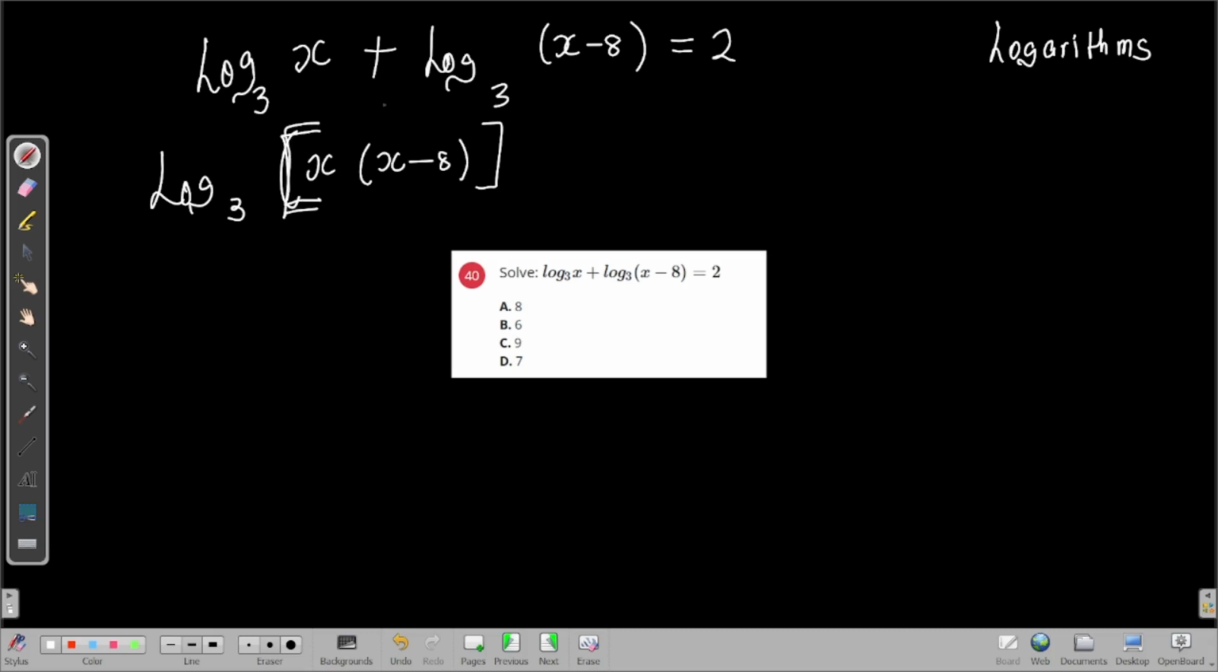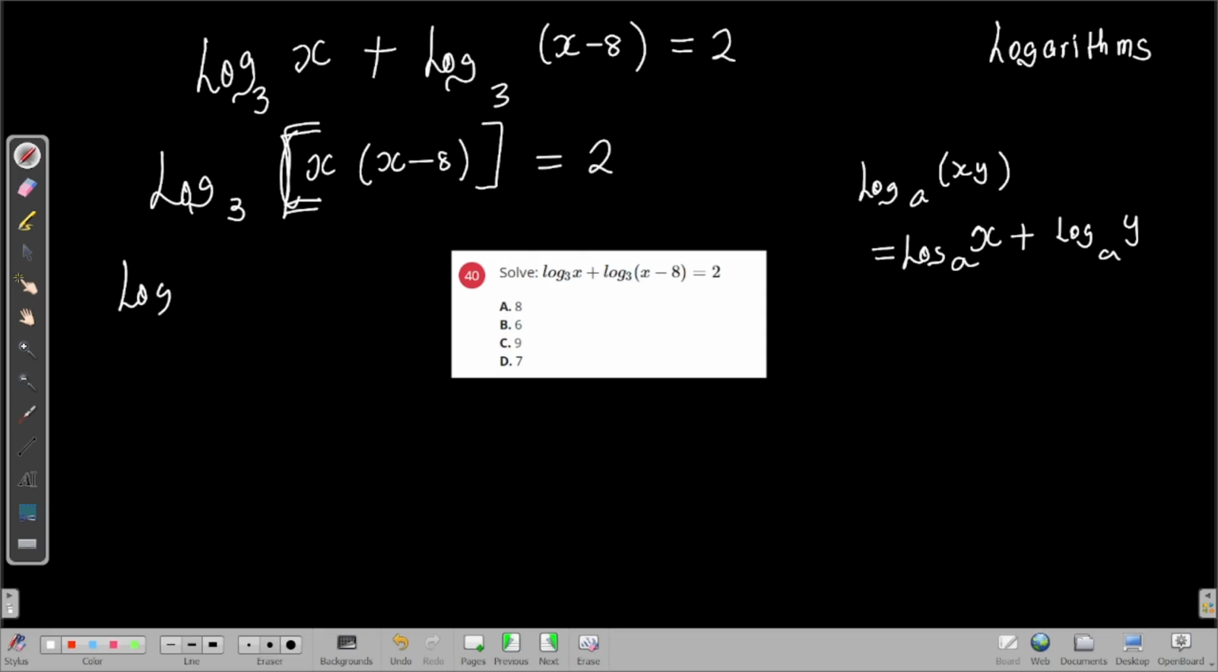Okay, remember what I told you about additions. When you have log xy, you can change it to log x plus log y. So again, if you have log x plus log y, you can change it to log xy. So our one here is log x plus log of x minus 8. So I can change it to log x times x minus 8, and that's equal to 2. So that's log x squared minus 8x is equal to 2.